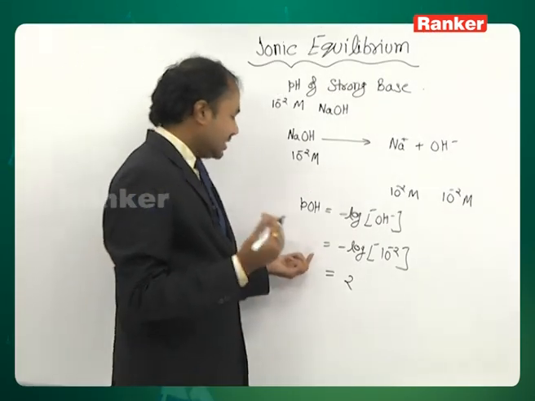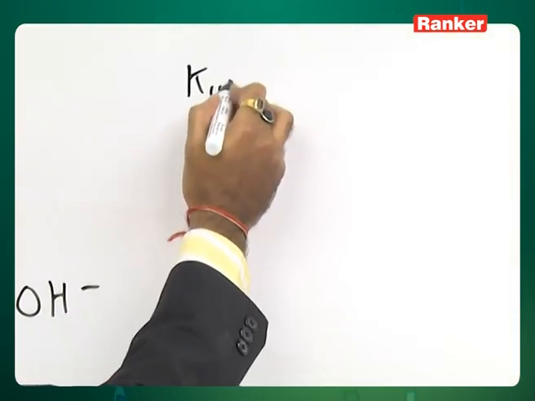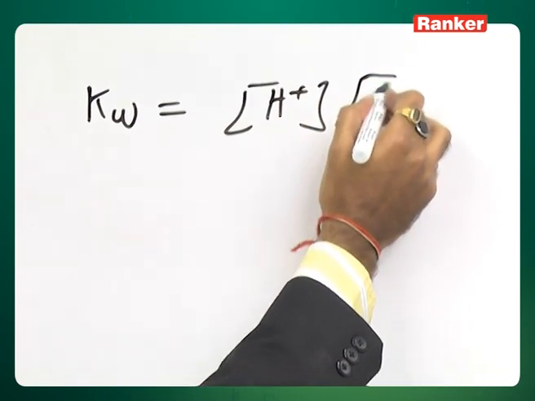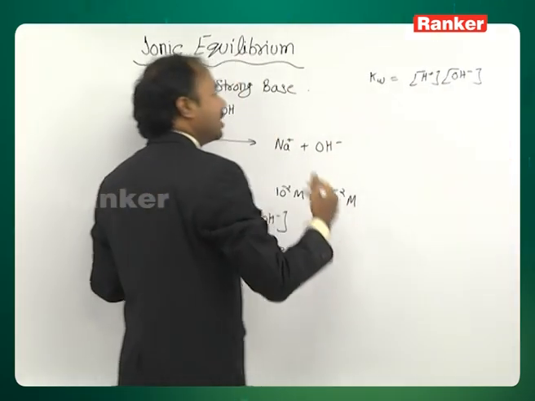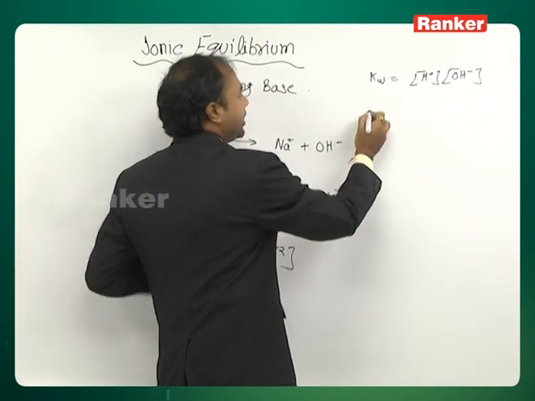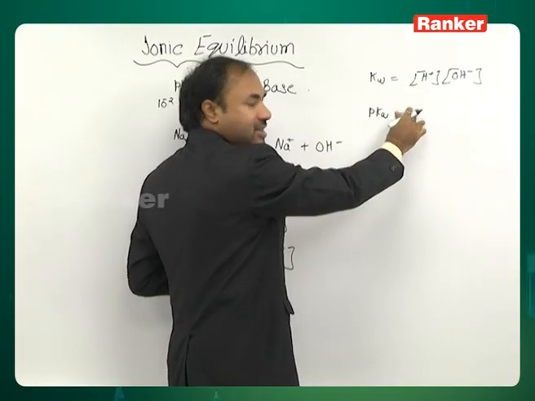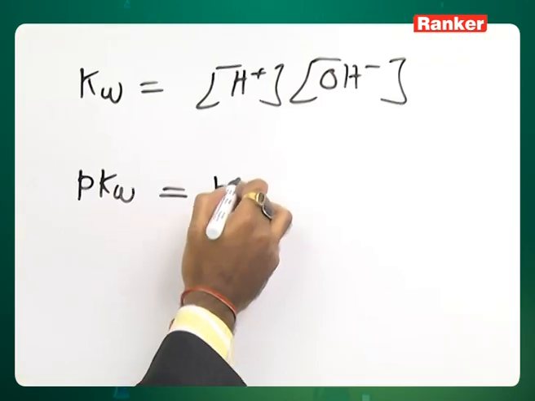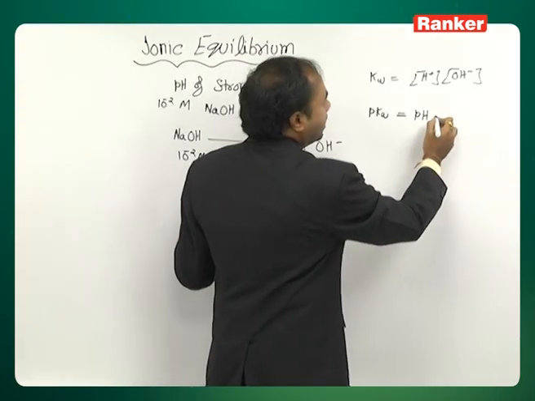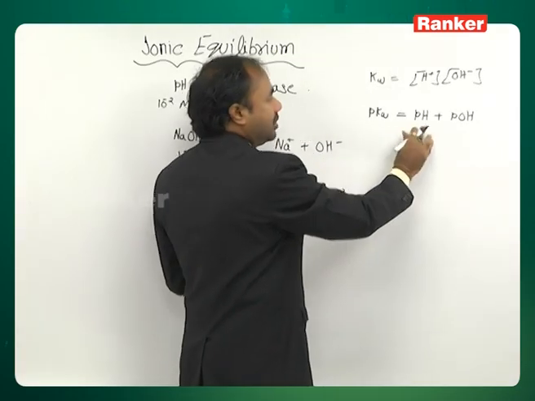Now we have got one equation that Kw equal to concentration of H plus into OH minus, right? We take minus log on both sides. Minus log of Kw becomes pKw, minus log of H plus becomes pH, and minus log of OH minus becomes pOH. So we get pKw equal to pH plus pOH.